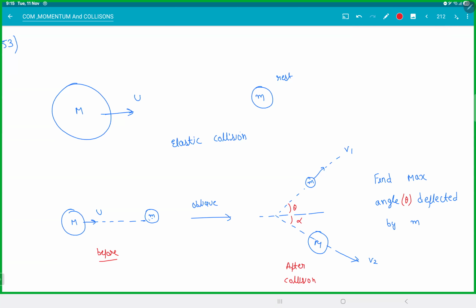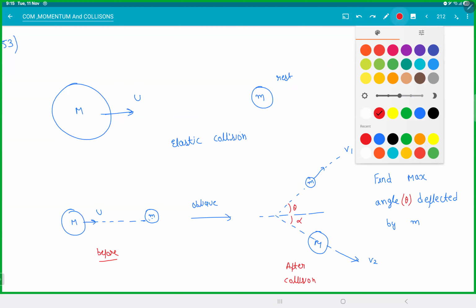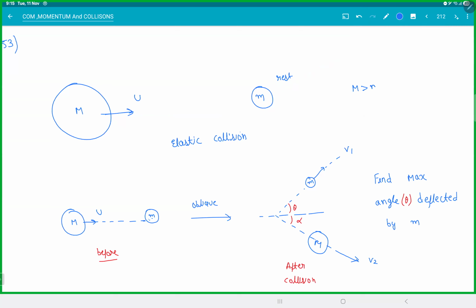Are you getting the question? If you hit head on, the ball will just go straight. So there is no deflection. There is no angle theta. So if you hit at some angle here, this will just fly off at an angle. So the question is, what is the maximum angle you can push it out? M is greater than small m. That information you need. Hope the question was clear.